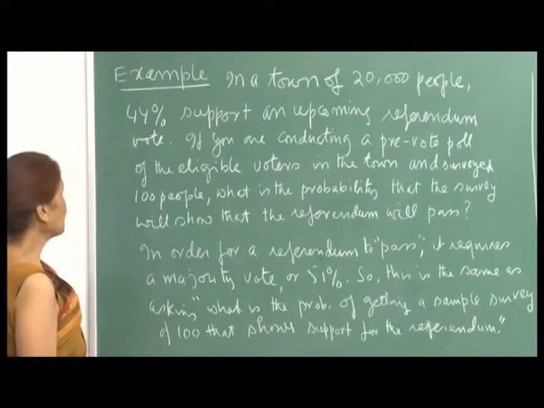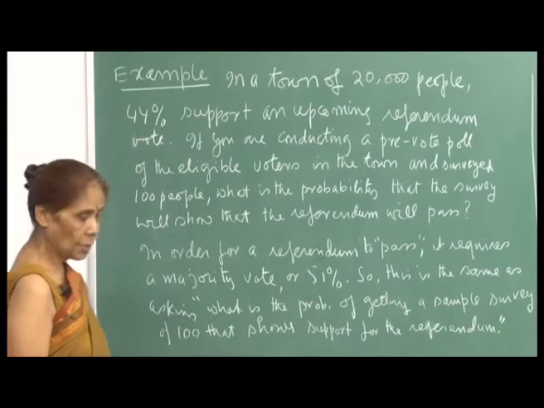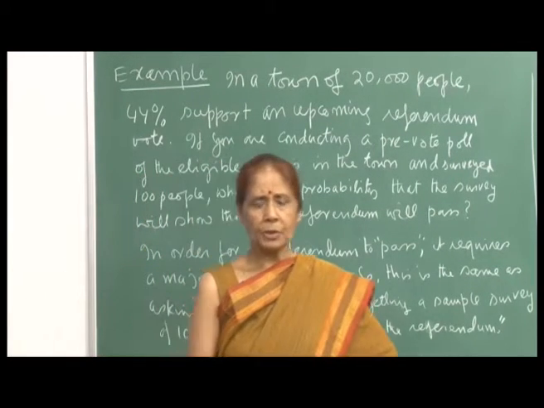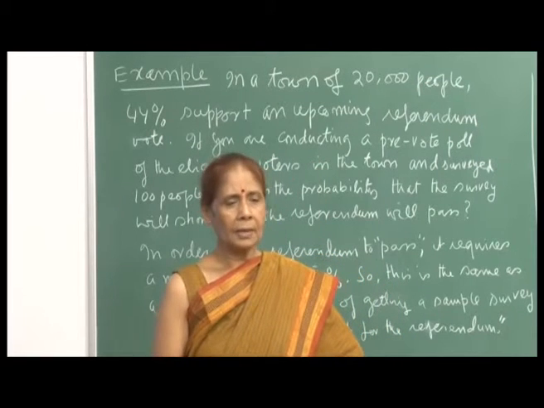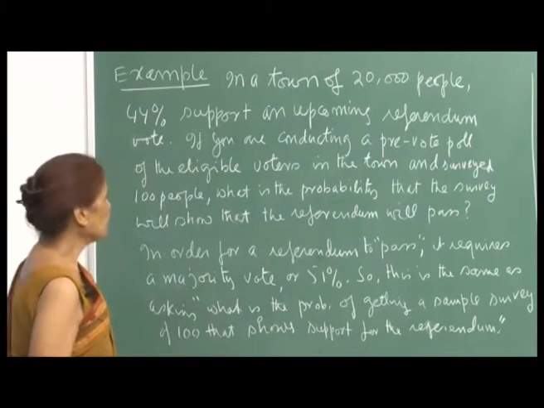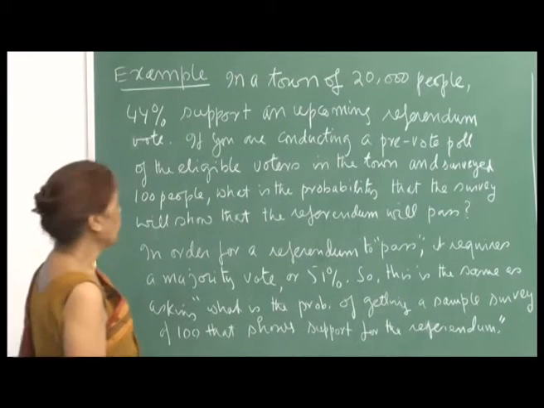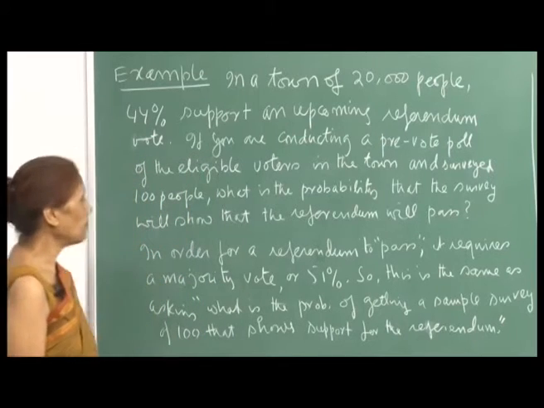But then what you do is you conduct a pre-vote poll. This happens very often, media persons and a lot of magazines conduct their own pre-vote poll to get a feeling for the opinion of the eligible voters in the town, and they survey 100 people. So, if you are conducting a pre-vote poll of the eligible voters in the town and surveying 100 people, what is the probability that the survey will show that the referendum will pass?